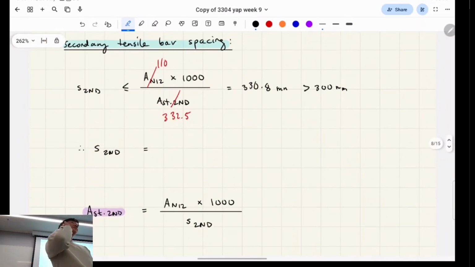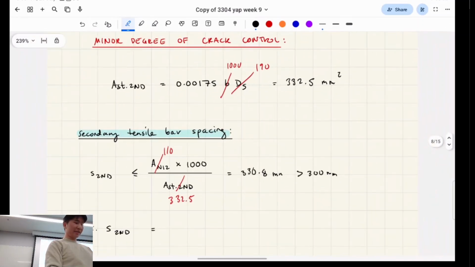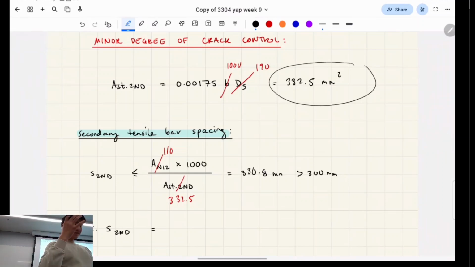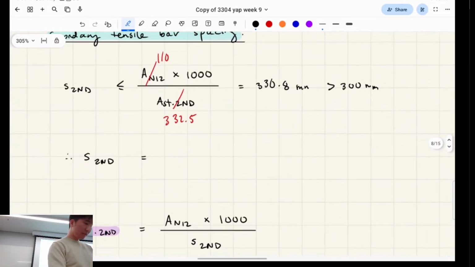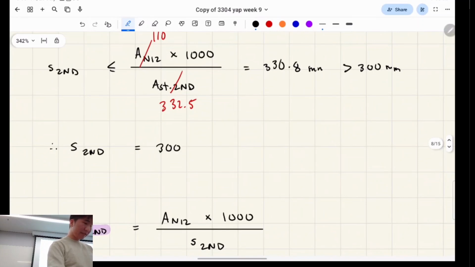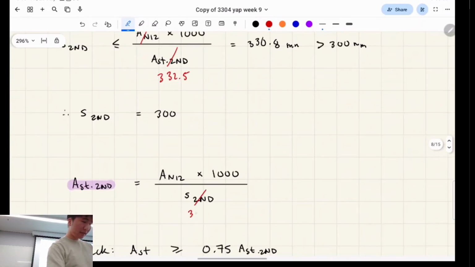So that means our area is going to increase or decrease based on this formula. Here was our initial value based on that formula. Because our spacing has to decrease, are we going to have more or less secondary steel? It's going to increase the amount of secondary steel we have per meter run. So we set it to 300, and doing that gives us a secondary steel area of 367. So here's the final value we're going to run with.